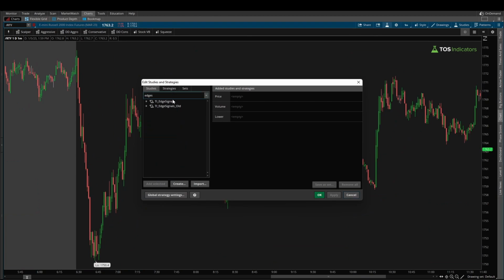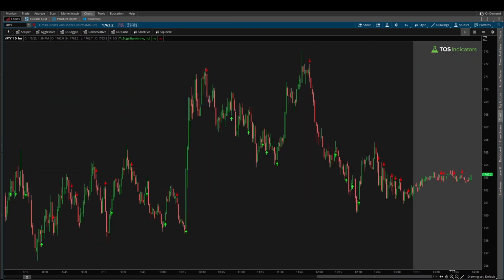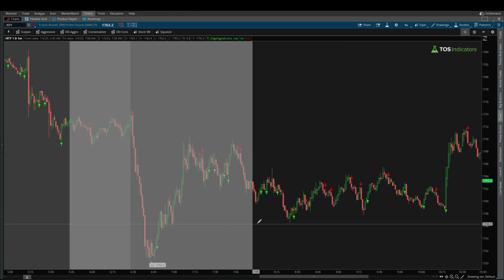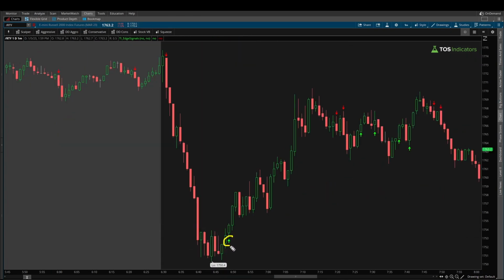I'll start with our first trigger, which is the edge signals indicator. This is our overbought, oversold indicator. It plots these green and red arrows on our chart, and in today's case, that green arrow came right here, 6:49 a.m. Pacific. That's when we know that we're officially in, or out of rather, I should say, oversold territory.